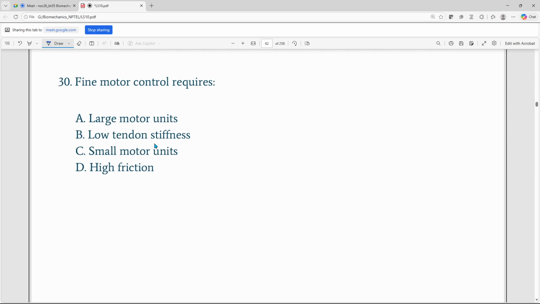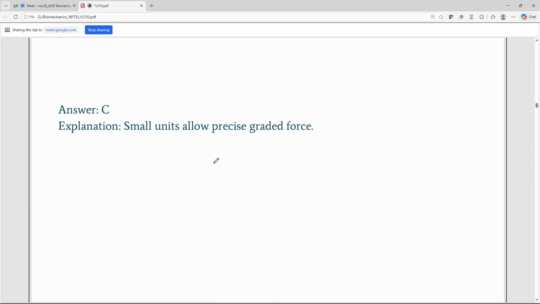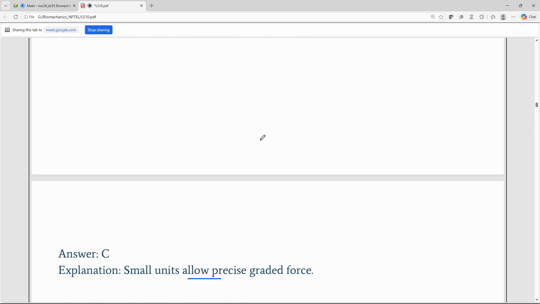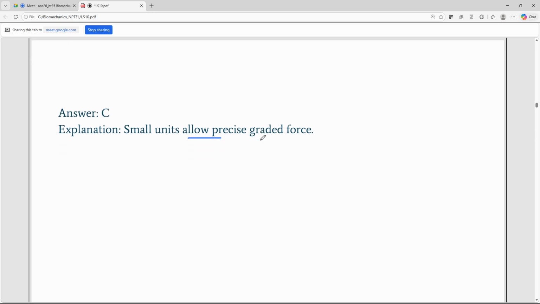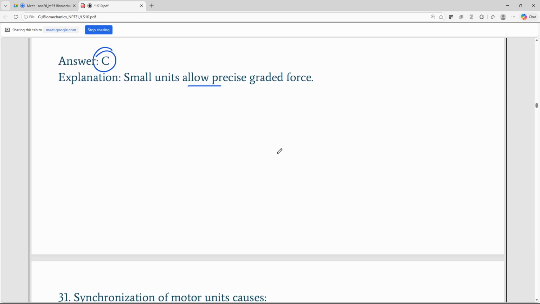Yes, sir. Answer is option C, small motor units. So here the question is of fine motor control. Fine motor control requires small motor units because small motor units allow precise and graded force. Answer is option C, small units allow precise graded force. Next question.